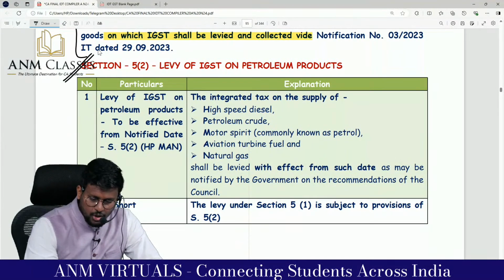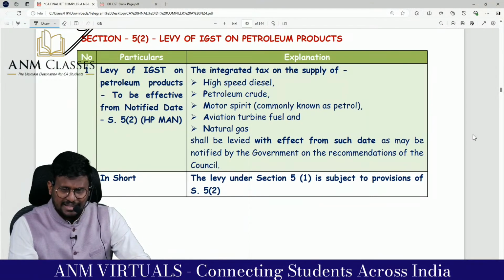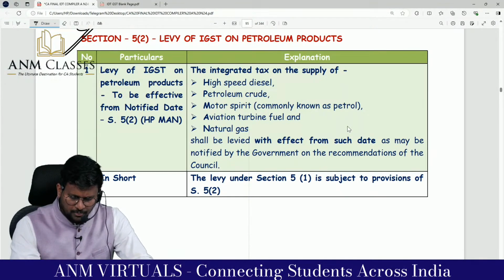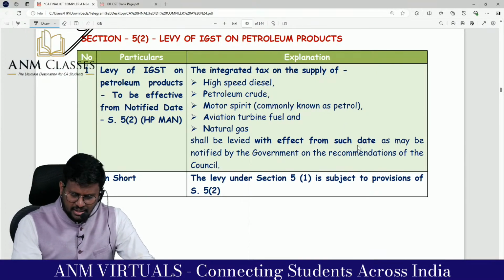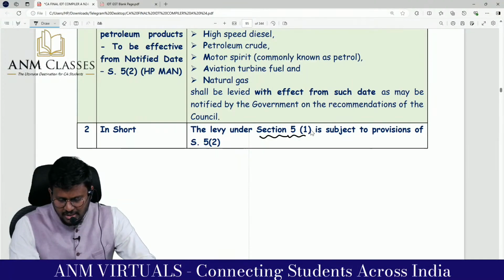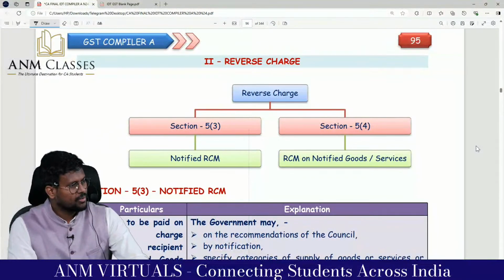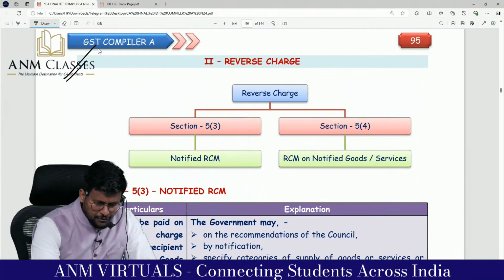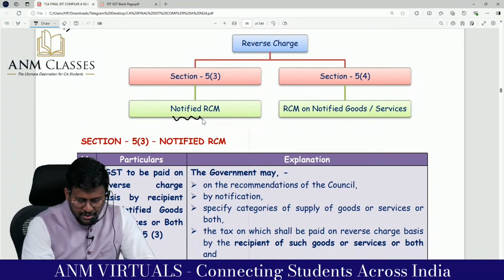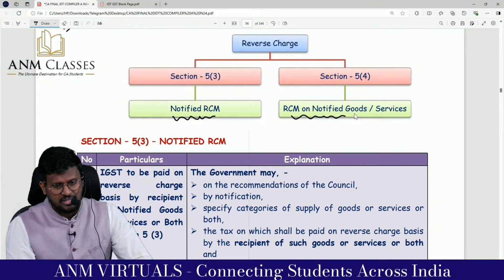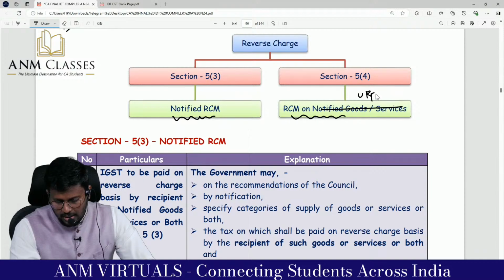5 subsection 2, levy of IGST on petroleum products. The integrated tax on the supply of high-speed diesel, petroleum crude, motor spirit, aviation turbine fuel, natural gas shall be levied with effect from such date as may be notified by the government on the recommendation of the council. The levy under 5 subsection 1 is subject to the provisions of 5(2). So 5(1) and 5(2) are done; 5(3) and 5(4) are, sir, in that 5(3) is notified RCM and 5(4) is RCM from unregistered person. Are you all really with me?